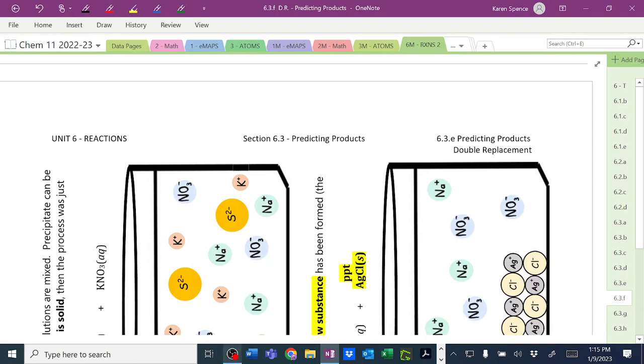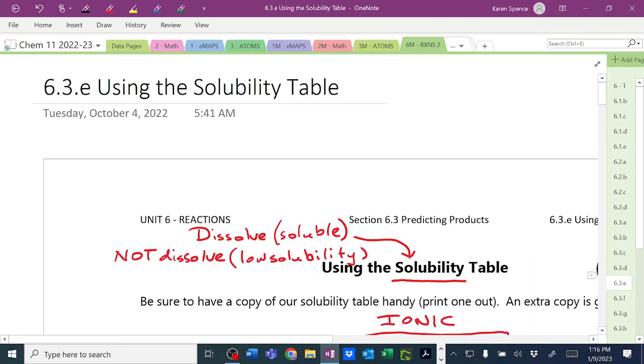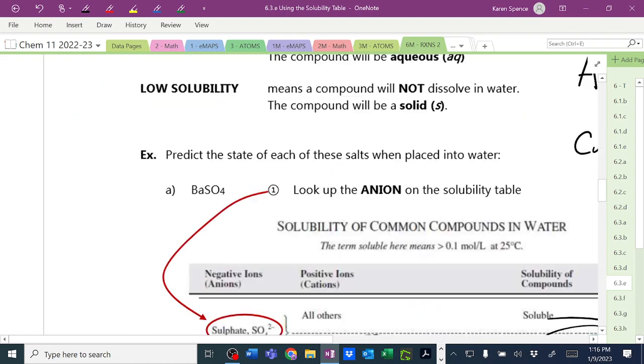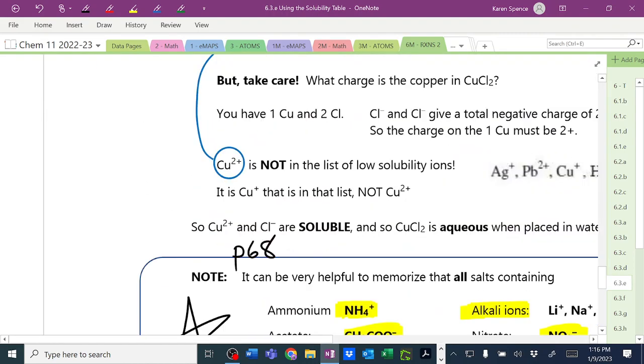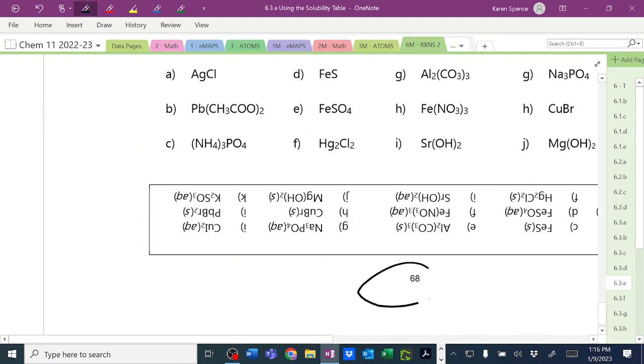Or you could go back to 6.3e and do the questions on page 68. Okay?